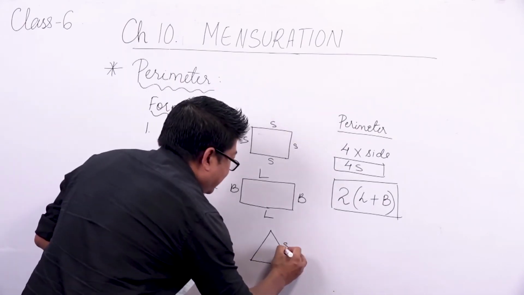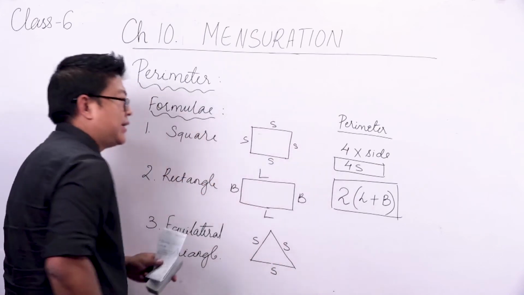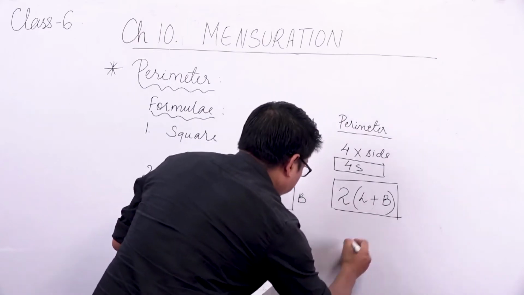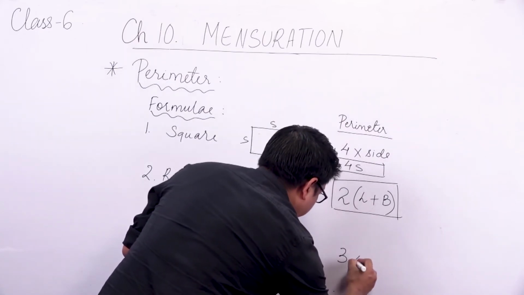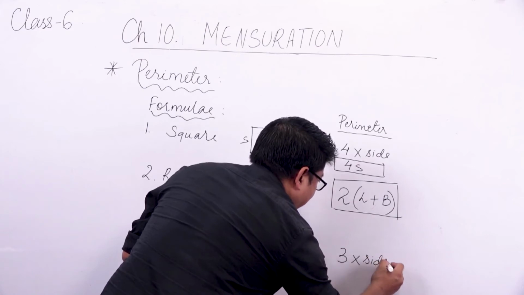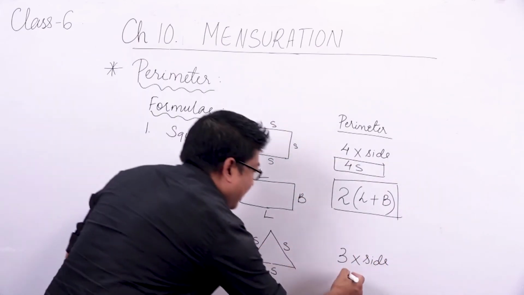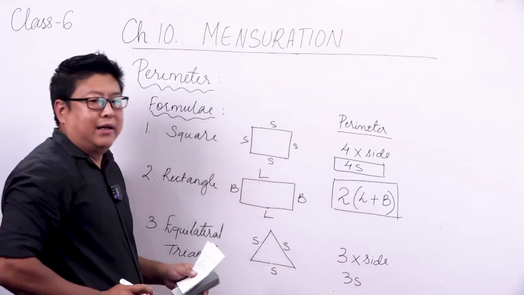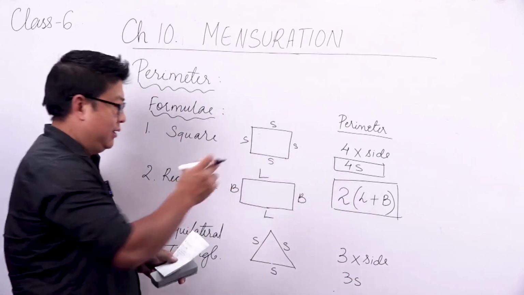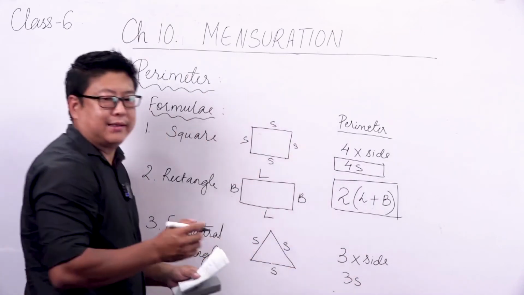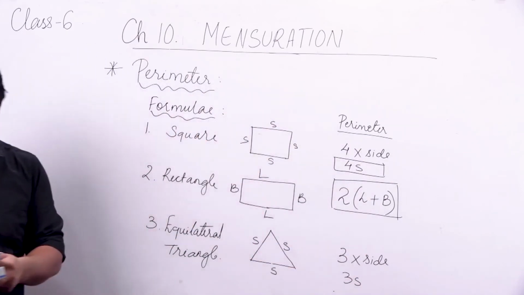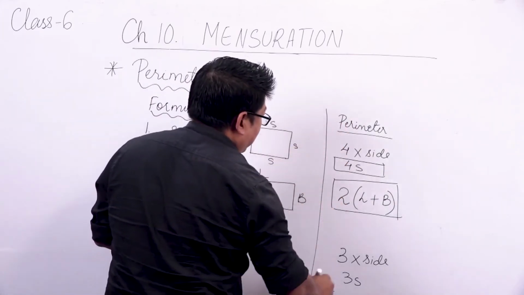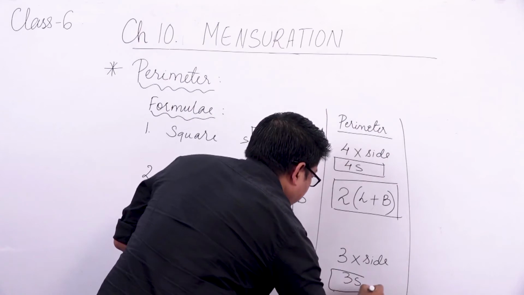Now, if I say that this is S, all the sides will be S. Okay, children? Now, the formula for this will be 3 into side. Now, one side is equal to S, so instead of this side, I will write 3S. You read it as 3S, but it is 3 into S, okay? All right, children? So this is all about the formula. You have to memorize this, all right?